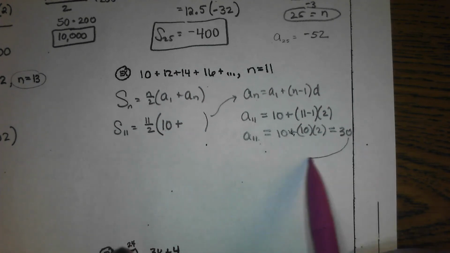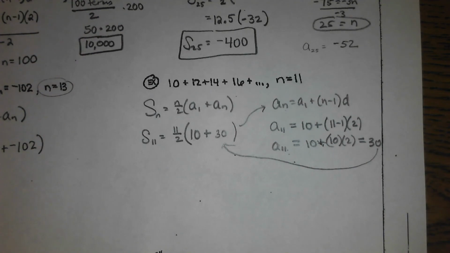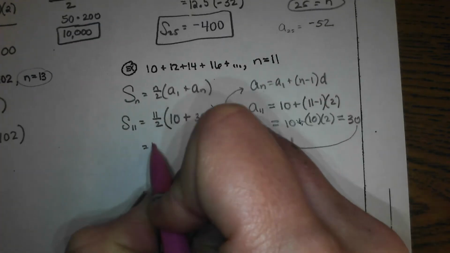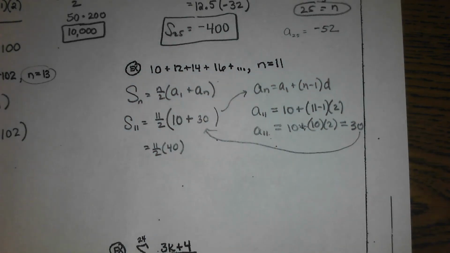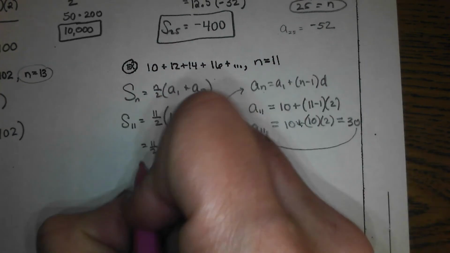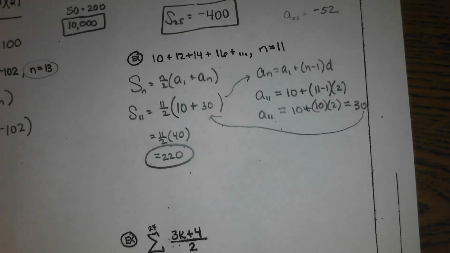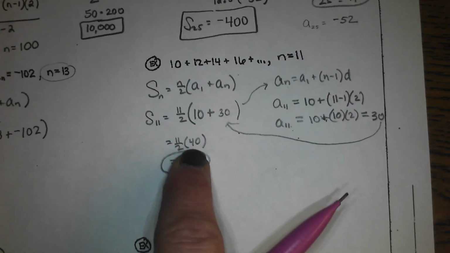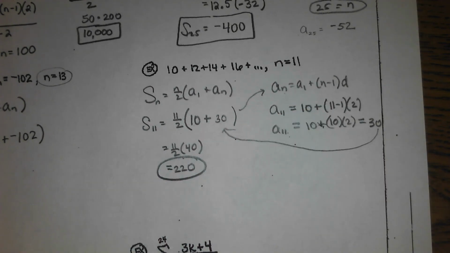So now I can take that 30 and bring it back, use it, and go on with my life. So that's 11 halves times 40, which I think is 220. Is that right? So different pieces of information will be given to you versus missing every time. And when something is missing that you need for the series, go back to your sequence formula, try to find it. Okie doke?